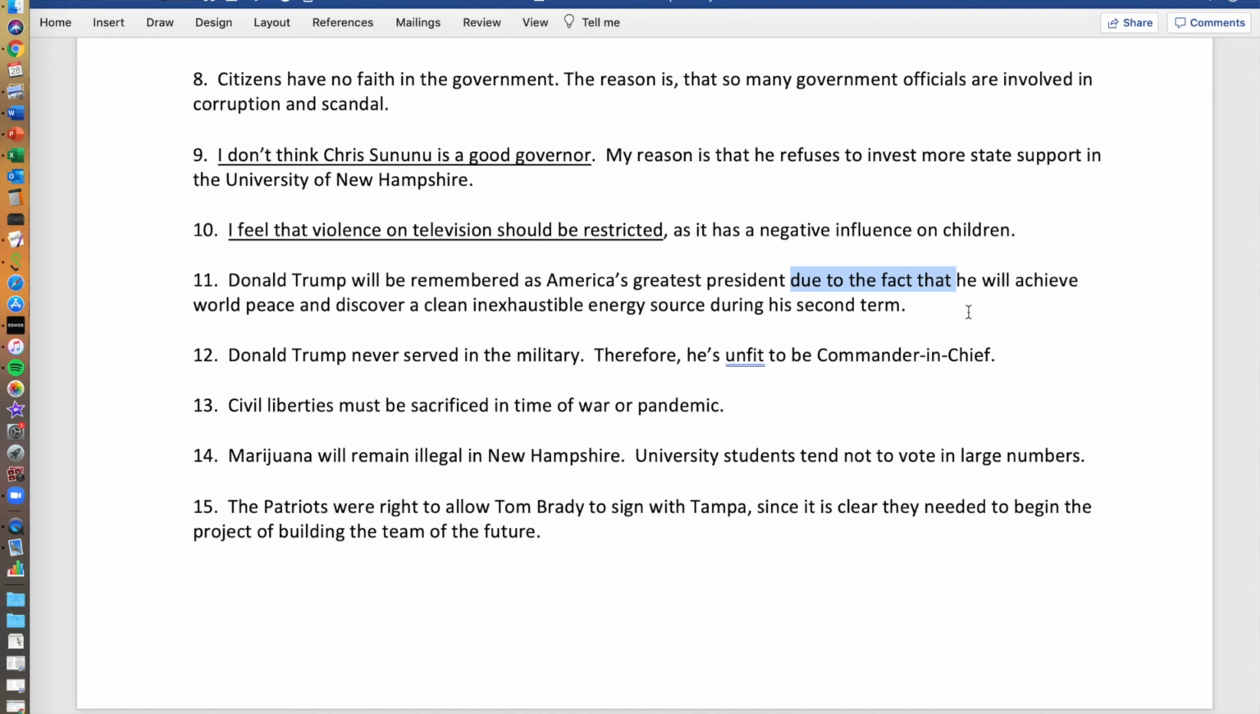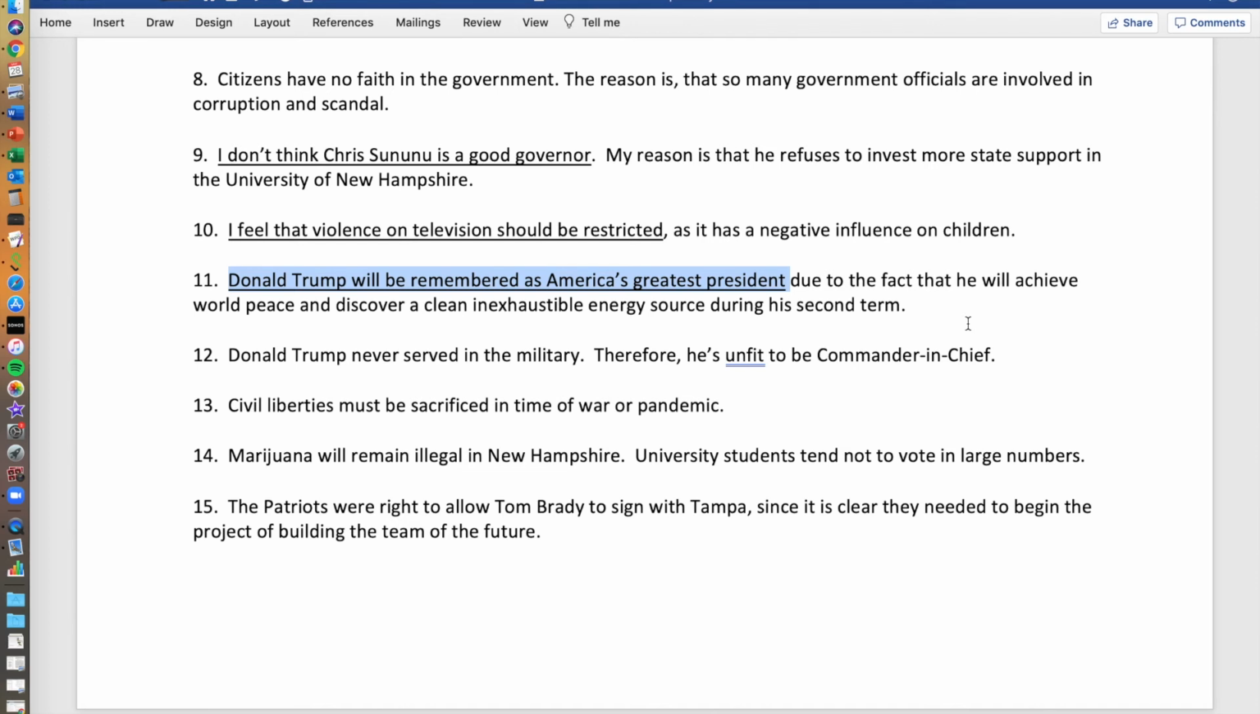So the second assertion here, the second statement, he will achieve world peace and discover a clean and inexhaustible energy source during his second term, right? That is the evidence that is introduced. And so the claim, Donald Trump will be remembered as America's greatest president, is the claim of the argument. It's a predictive claim. We don't of course know that President Trump will even be reelected, but the person is predicting he will be remembered as America's greatest president, and is also making that claim due to the fact that he will achieve world peace and discover a clean and inexhaustible energy source during his second term.